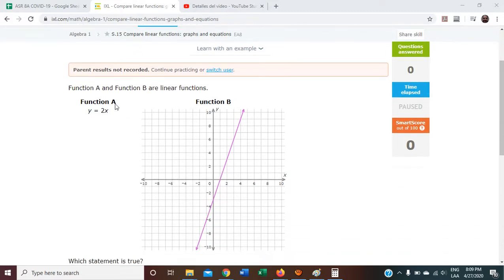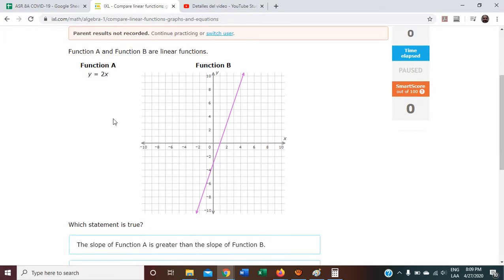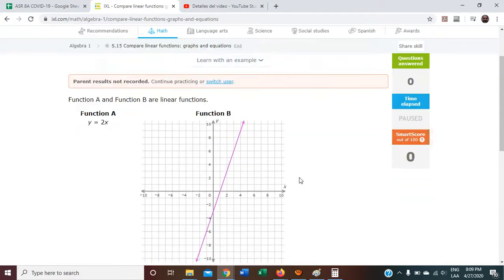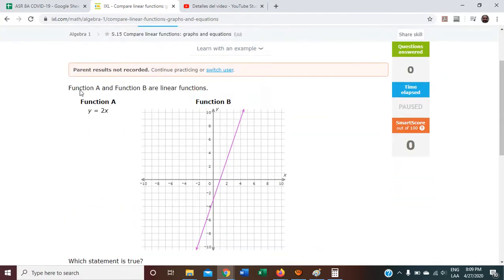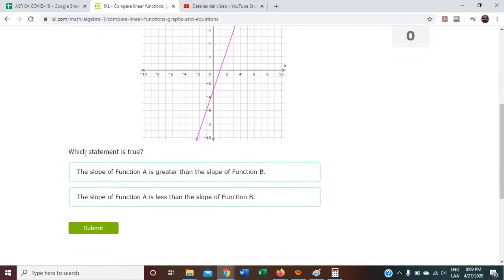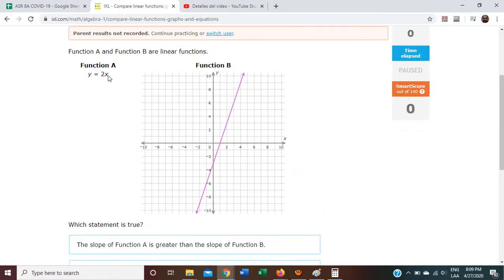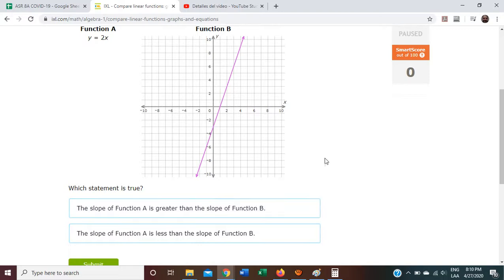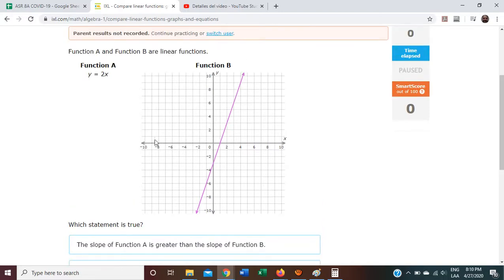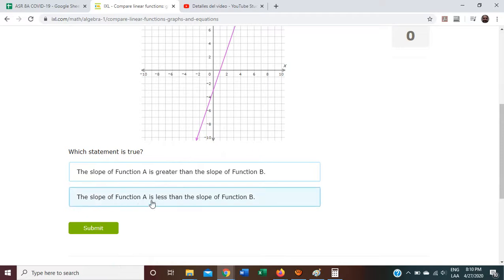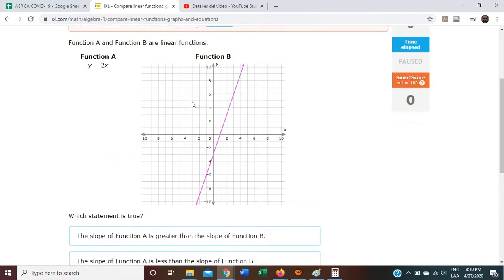Okay, so we have two functions, function A and function B. In function A, we are given an equation, okay? We have our equation right here. In function B, we don't have an equation, we have a graph, okay? So we're going to compare both graphs. And in this case, there is a question, which statement is true? The slope of function A is greater than the slope of function B. It's greater than the slope of this function. Or we have the slope of function A is less than the slope of function B.